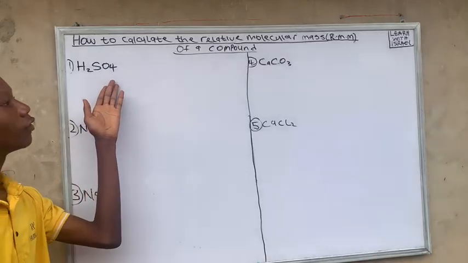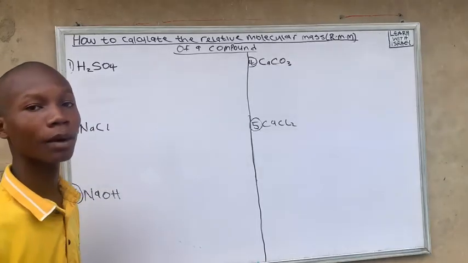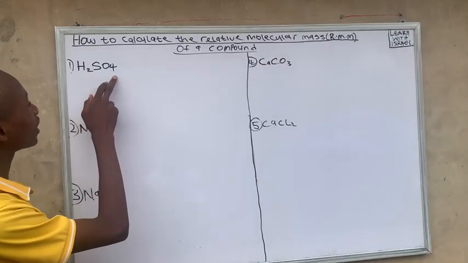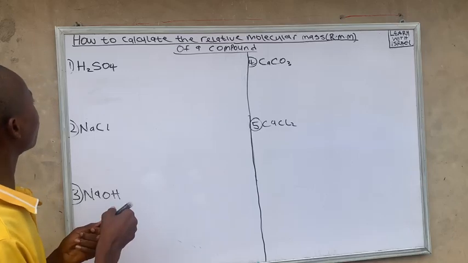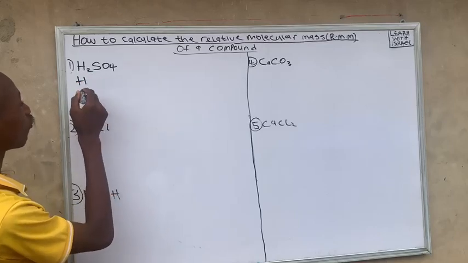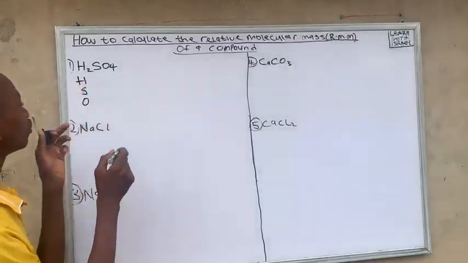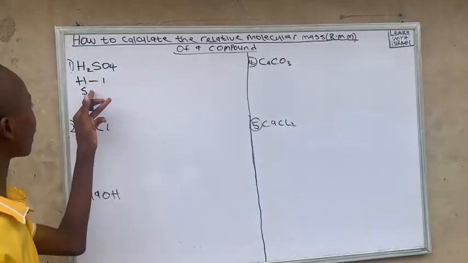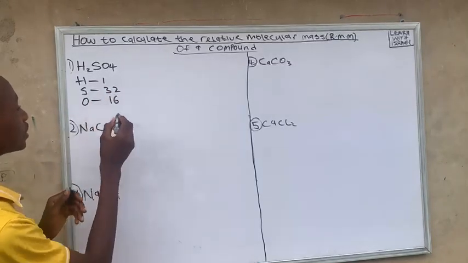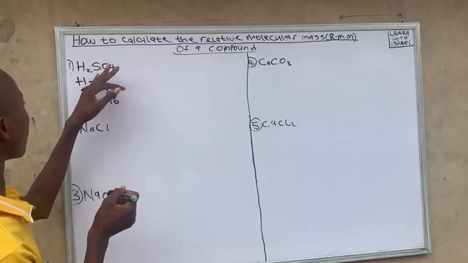Before we can calculate the relative molecular mass of a compound, we must know our atomic mass. So number one, we have sulfuric acid, our H2SO4. We have three elements in this compound: hydrogen, sulfur, and oxygen. The atomic mass for hydrogen is 1, while the atomic mass for sulfur is 32, and for oxygen, we have 16. So let's input these elements into this compound, sulfuric acid.